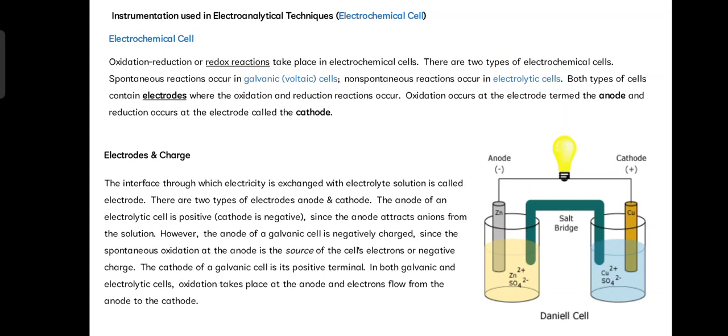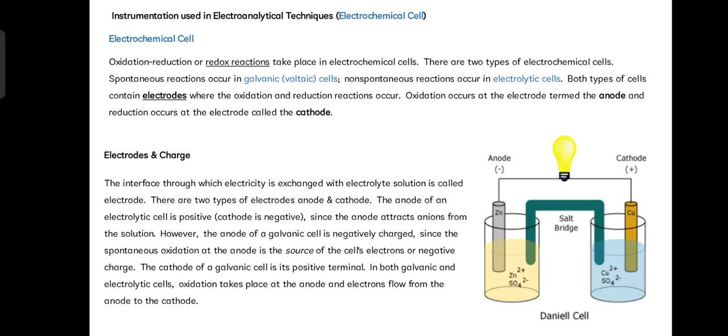There are two types of electrochemical cells. In non-spontaneous reactions, we provide an external source of energy, a battery, to make the reaction proceed, while spontaneous reactions proceed automatically. Both types of cells contain electrodes where the oxidation and reduction reactions occur. In galvanic cells a spontaneous reaction occurs, and in electrolytic cells a non-spontaneous reaction occurs.